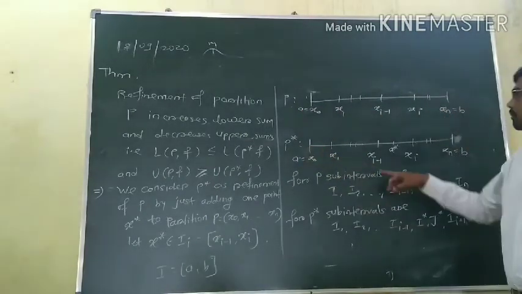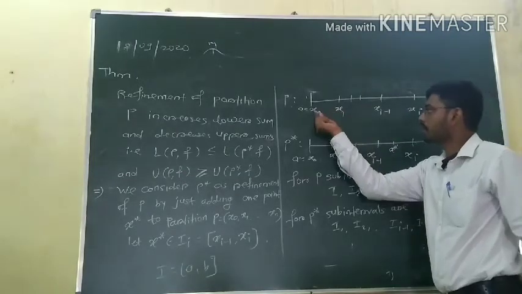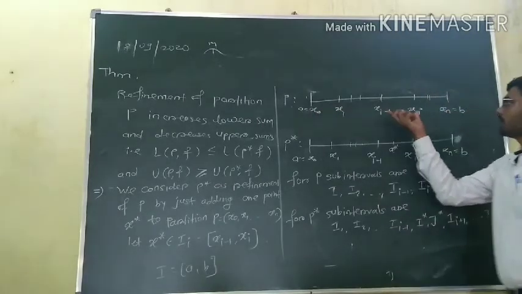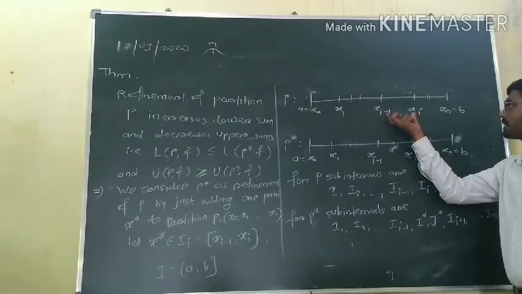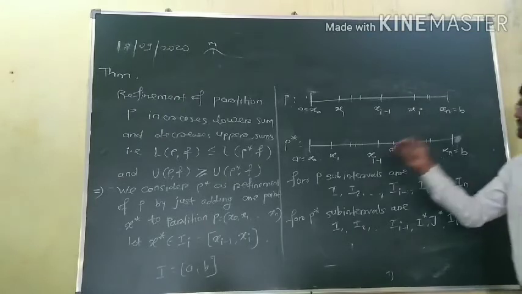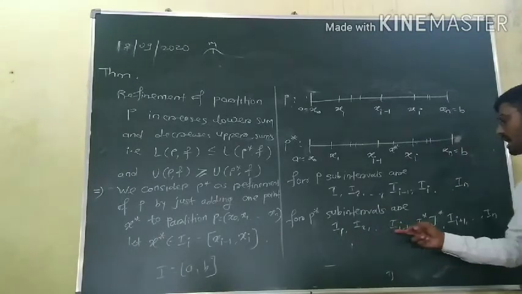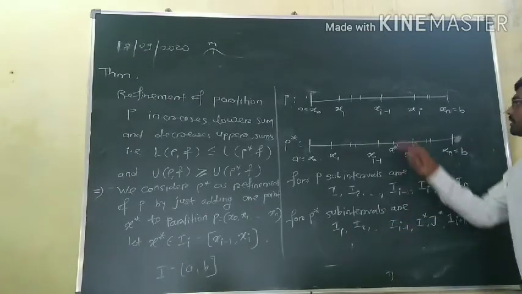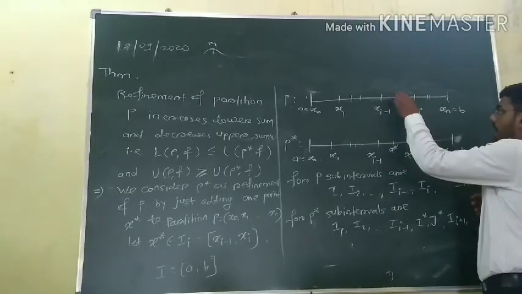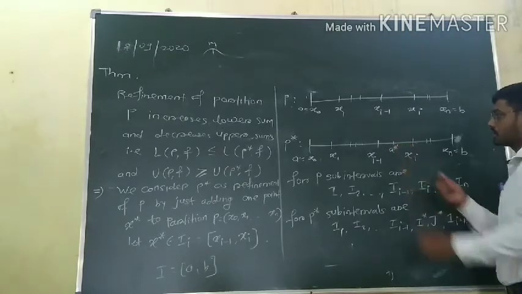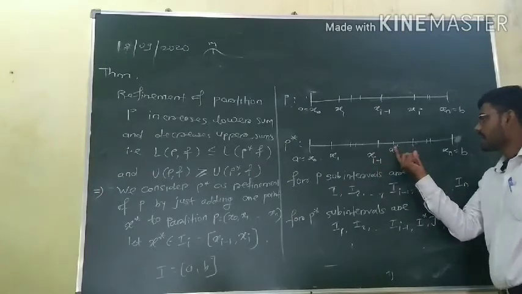For the original partition, the subintervals are I1, meaning the first subinterval x0 to x1, I2, then later on x(i-1) to xi, that is the ith interval, and so on. Similarly, for P star, the subintervals are I1, I2, up to I(i-1). Up to this, all intervals are the same, but in this interval we are adding one point, that is x star. So this interval gets divided into two subintervals: x(i-1) to x star and x star to xi.